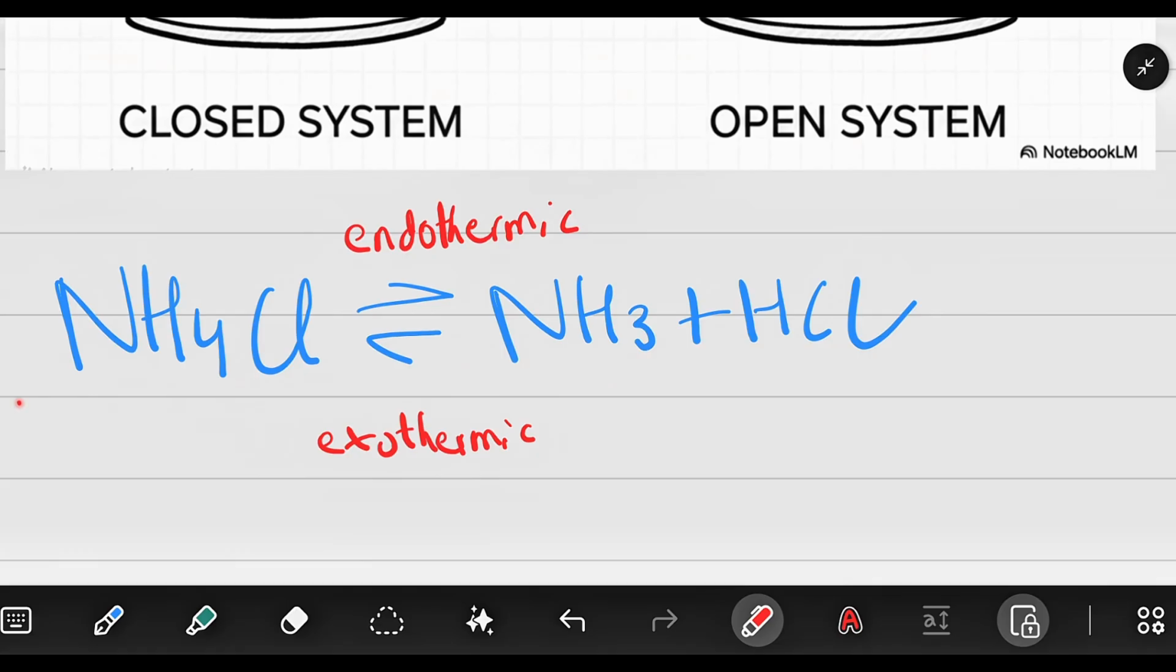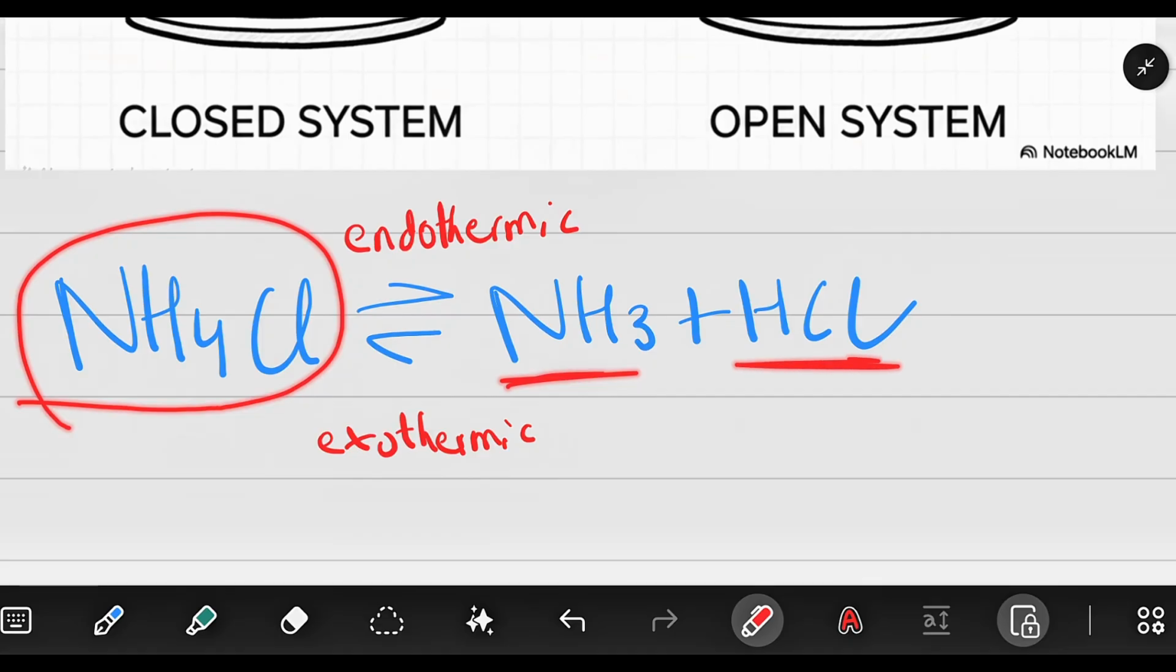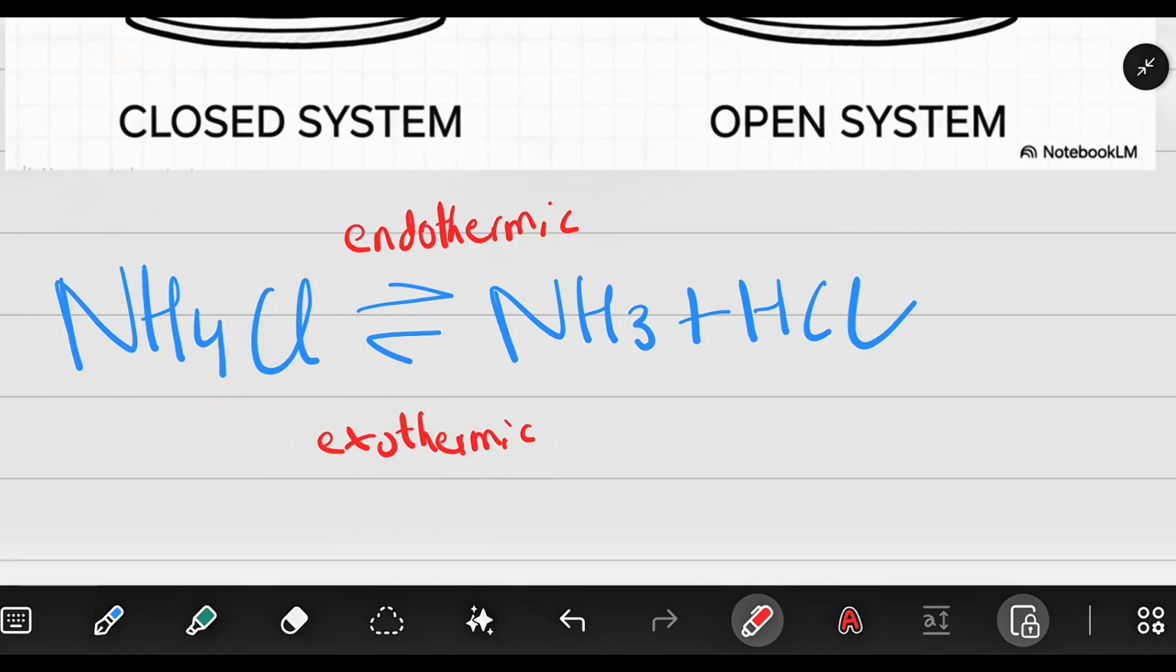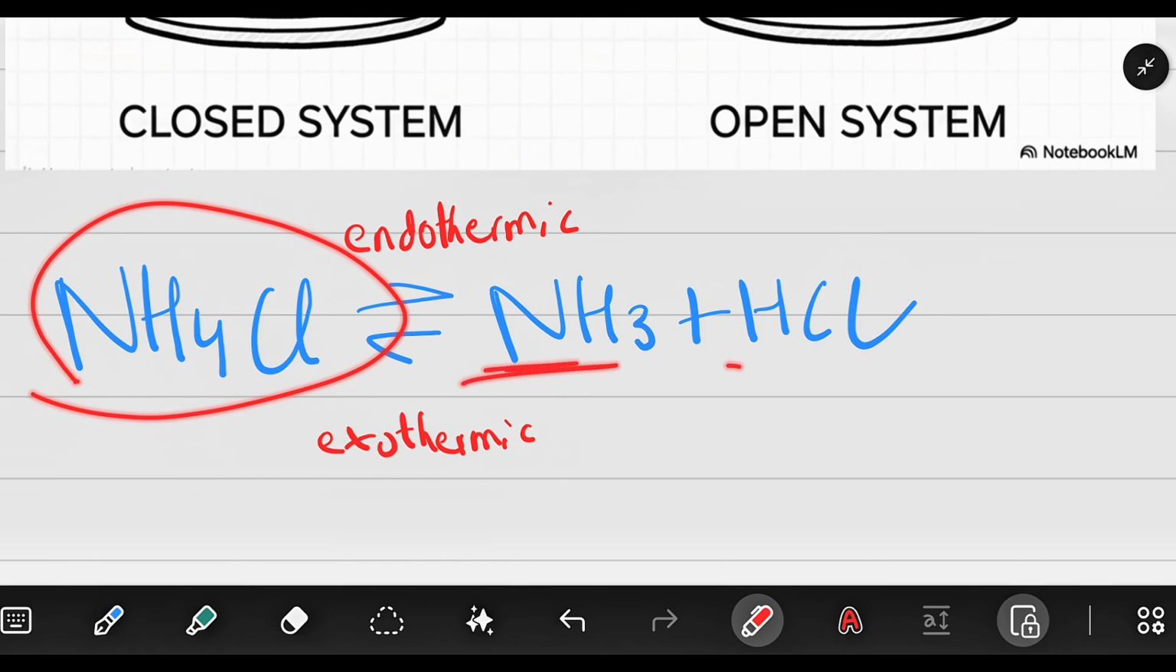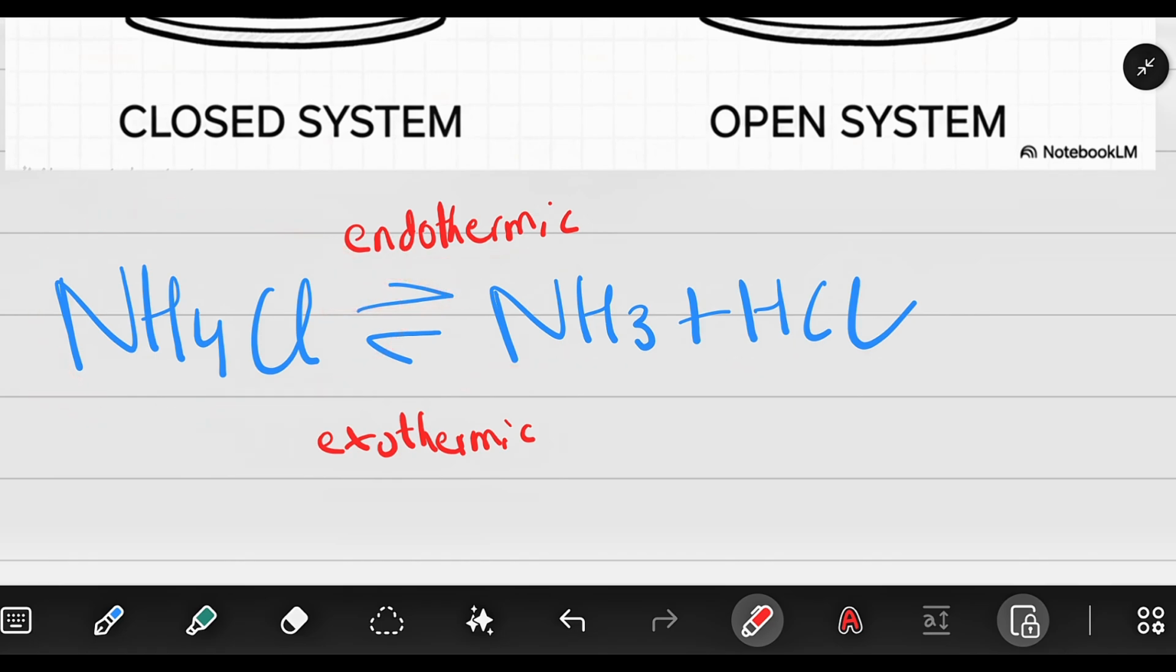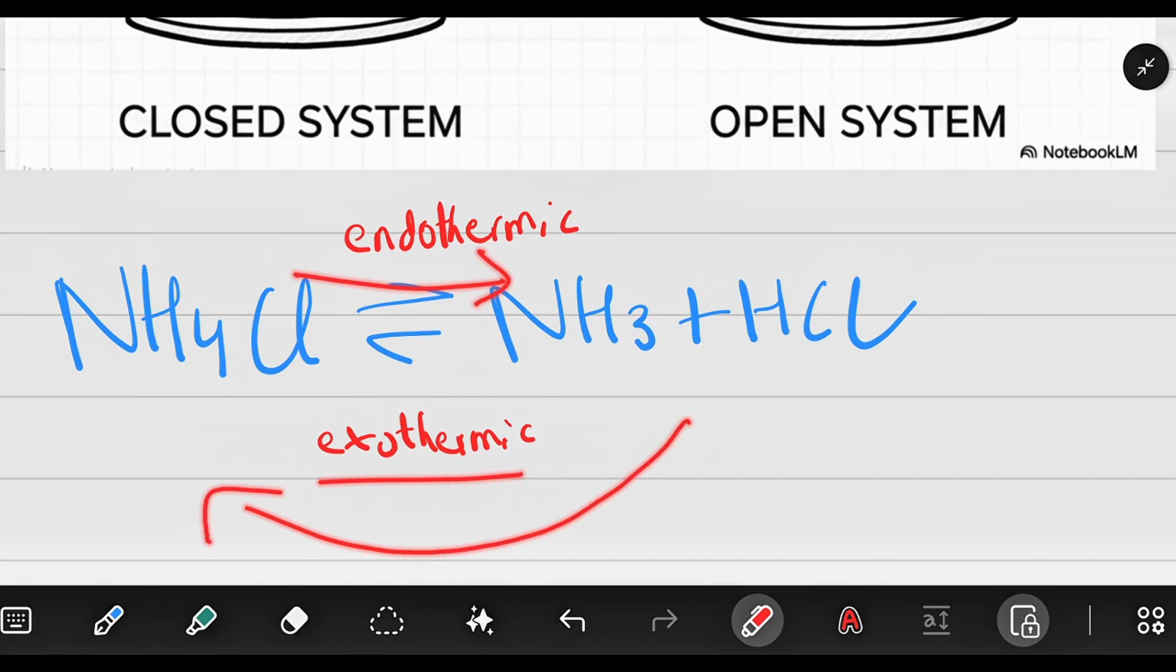So a decomposition reaction is when a compound is breaking into two or more simpler compounds or elements, right? So as you can see over here, this whole NH4Cl is breaking down into NH3 and HCl, so it is an endothermic process in the forward reaction, and because it is endothermic in the forward reaction, it will automatically be exothermic in the backward reaction.